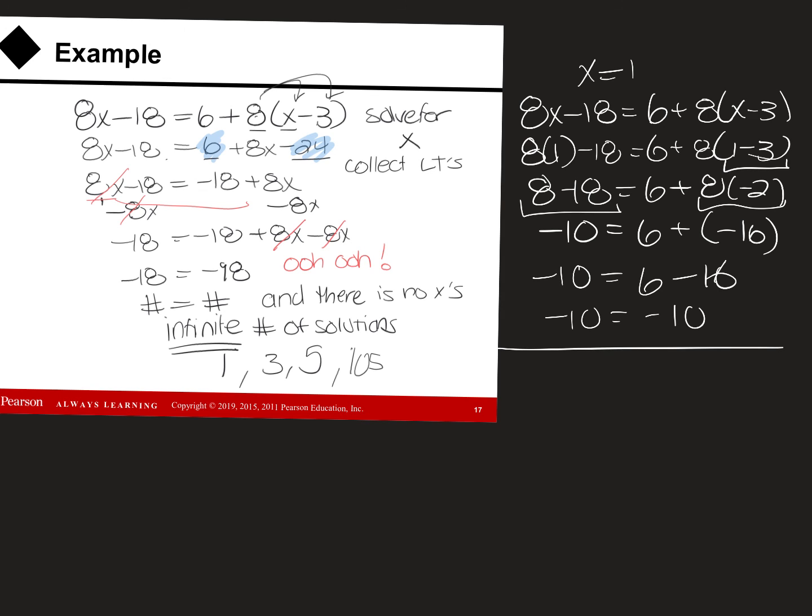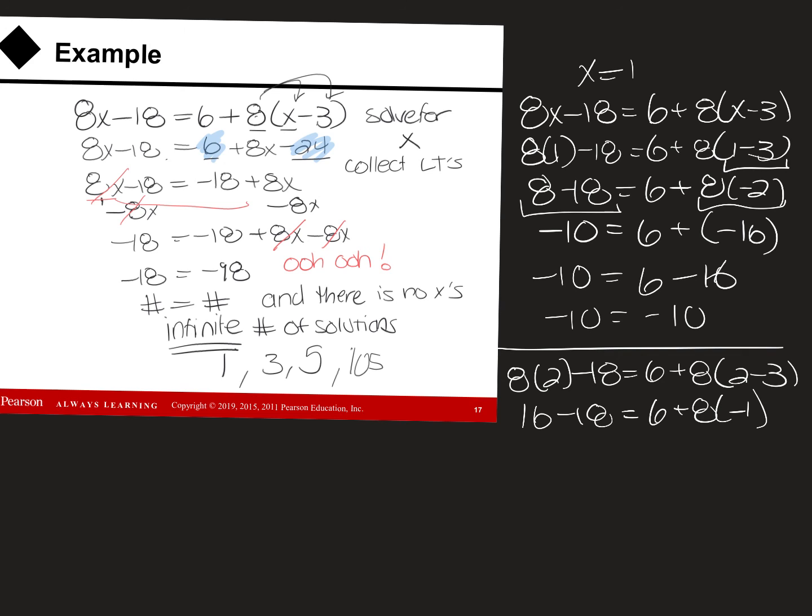Okay, what if I said x is 2 this time? Minus 18 equals 6 plus 8 minus 1. This gives me negative 2. This gives me negative 8. And look, I get the same thing. So that means any number I pick to be x would make it true.